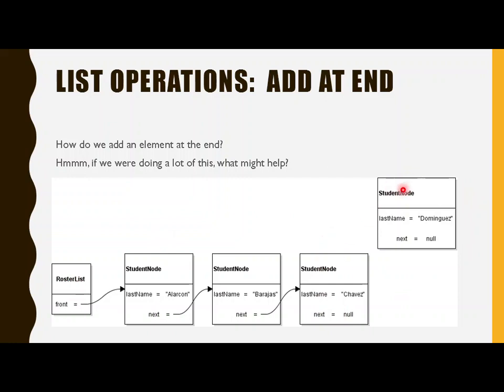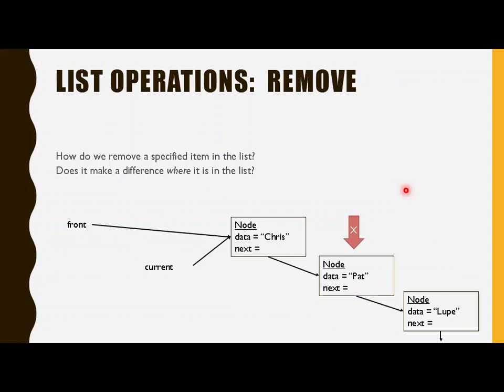So the key bit of code is current.next equals new node. That should be fairly straightforward if you've paid attention to what was going on here. So really I just need to map that pointer, that reference, to something new. Okay. What about removing? What if we want to get rid of, in this case, Pat, right? If I want to get rid of Pat, what do I have to do? Well, again, I have to traverse.